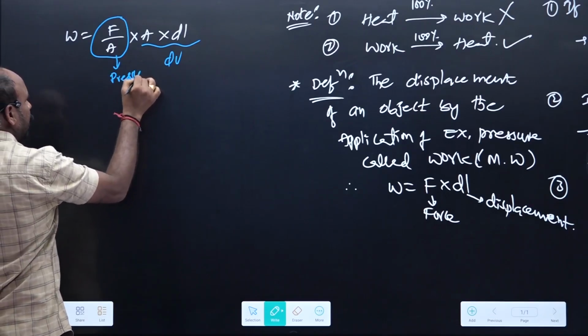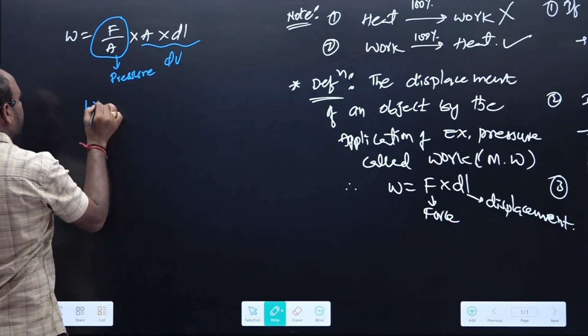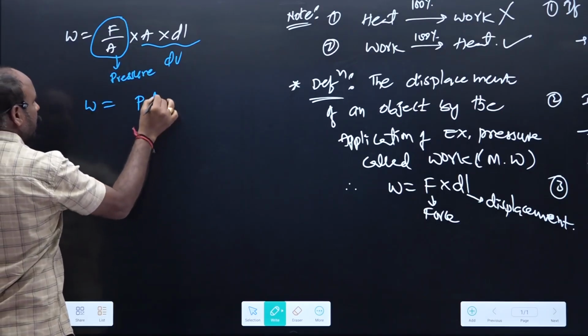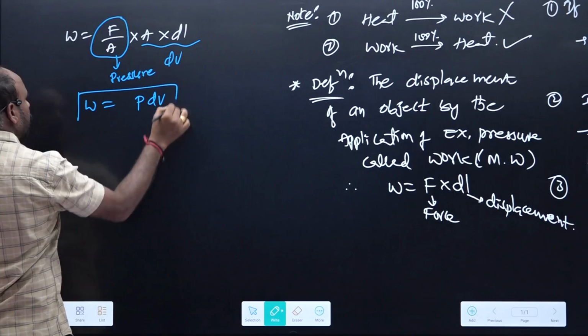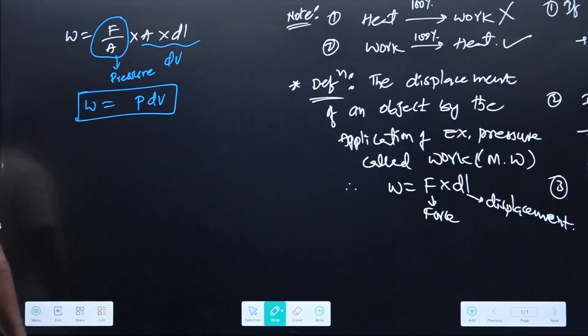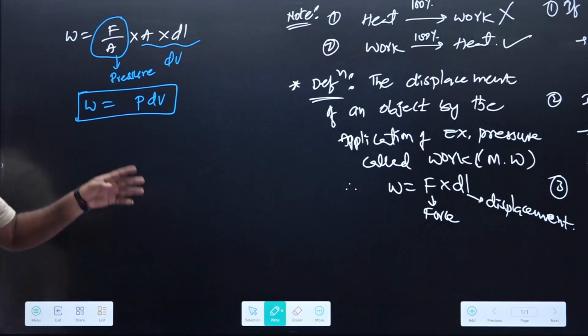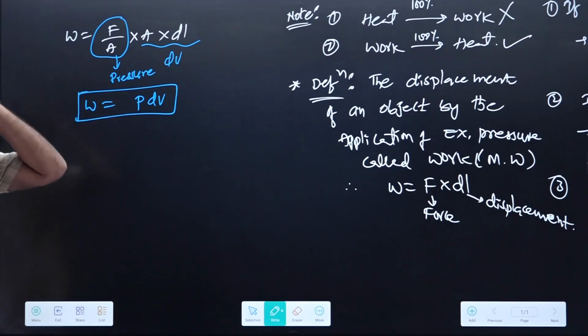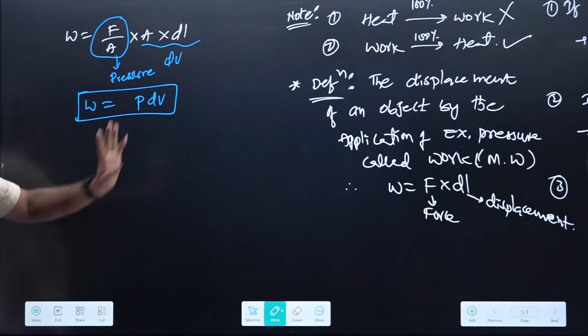Pressure. Now tell me the definition of pressure. Therefore W is equal to P dV. What is meant by pressure? Force per unit area. Already we discussed pressure in the first introduction class. So force per unit area, that is called pressure.